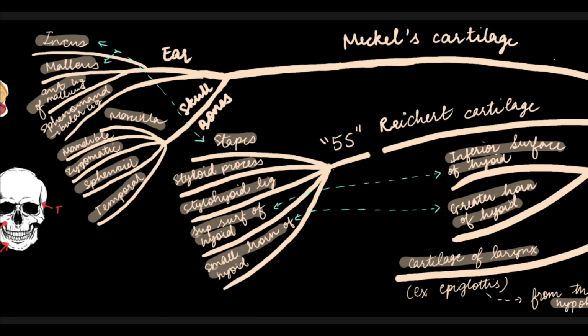As you can see, the blue lines indicate a connection. For example, the bones of the middle ear. Now, the incus and the malleus arise from the first pharyngeal arch and the stapes arises from the second pharyngeal arch. Similarly, for the hyoid bone, the superior surface and the small horn of the hyoid arise from the second arch, and the inferior surface of the hyoid and the greater horn of the hyoid arise from the third arch.